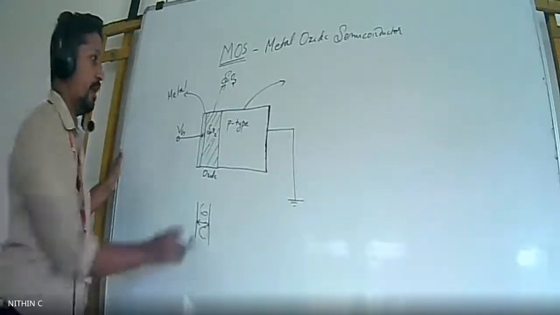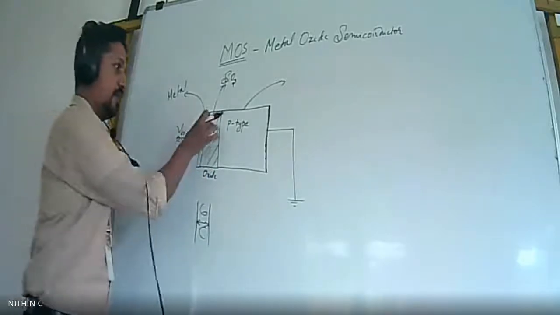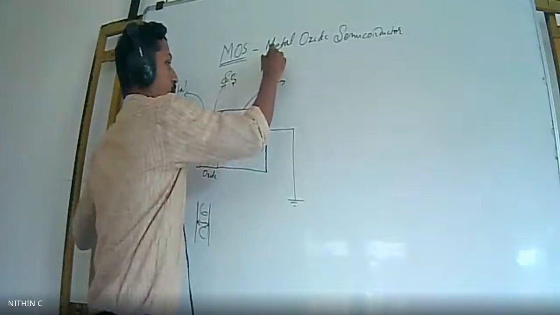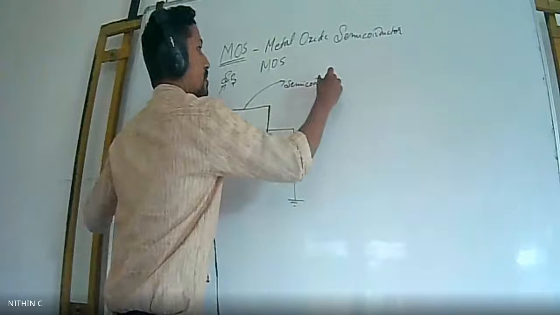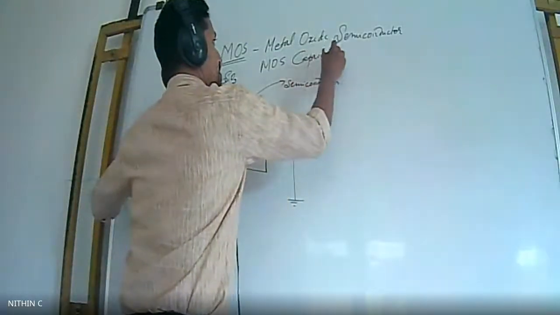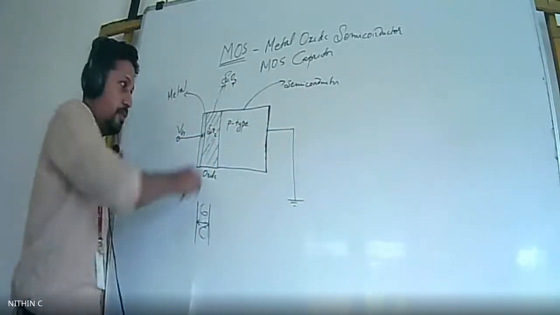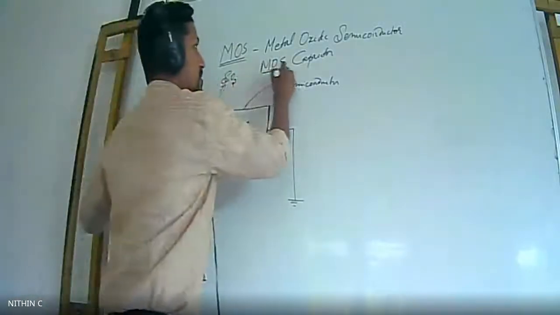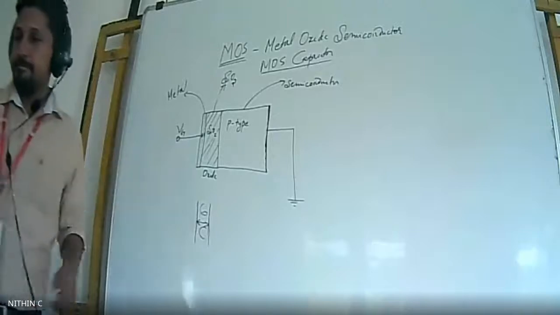Capacitor. So we are having two charge plates, and in between you are having a silicon dioxide. So you will call this MOS, metal oxide semiconductor. You will call it a MOS capacitor. The reason for calling it a capacitor is that we have two charged sides separated by a dielectric or an oxide layer. That's why we are calling it a MOS capacitor. This is the structure of a MOS capacitor.